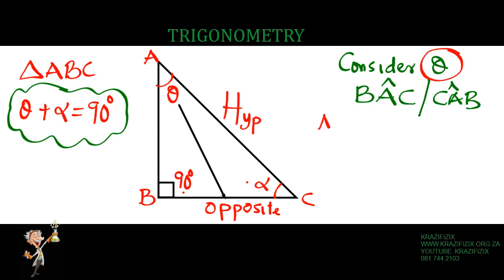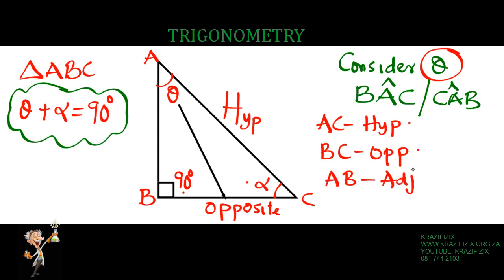So let's label. AC is my hypotenuse, BC is my opposite, therefore AB would be my adjacent. Alright, this is basic. Once we get that in place, then we will be fine. Let's try to consider angle alpha. And I want you to write down these labels quickly. Alright, so let's consider angle alpha. I hope we're done there, writing. Okay. I am going to consider angle alpha.